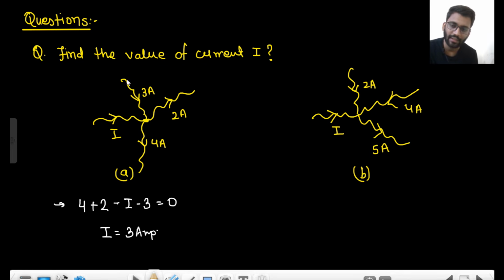You can check here as well. 3 ampere current is coming here, 3 ampere current is coming here. So 6 ampere current is getting out in 4 ampere and 2 ampere. You can clearly see in the diagram: 3 ampere, 3 ampere, 2 and 4.